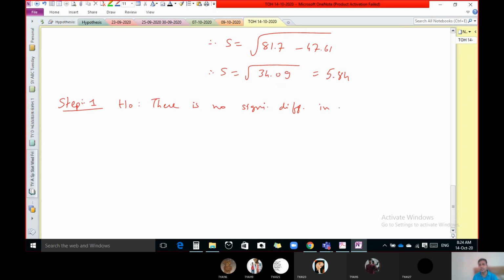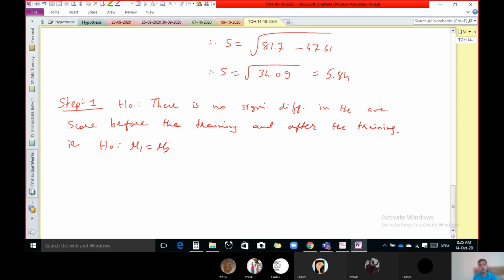There is no significant difference in the average scores before the training and after the training. That is, you can write H naught mu1 equal to mu2, or you can write H naught d bar equal to 0.